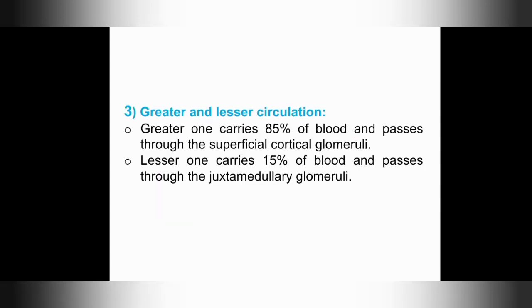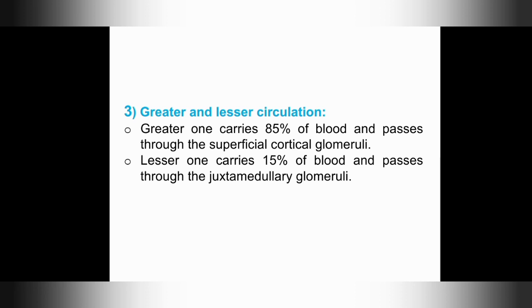Okay. Third one is the greater and the lesser circulation. In the greater circulation, the majority, 85% of the blood, passes through the superficial cortical glomeruli. The glomeruli which are present in the cortex region, 85% of the blood supply is supplied to those glomeruli, those nephrons which are present in the cortical region of our kidney.